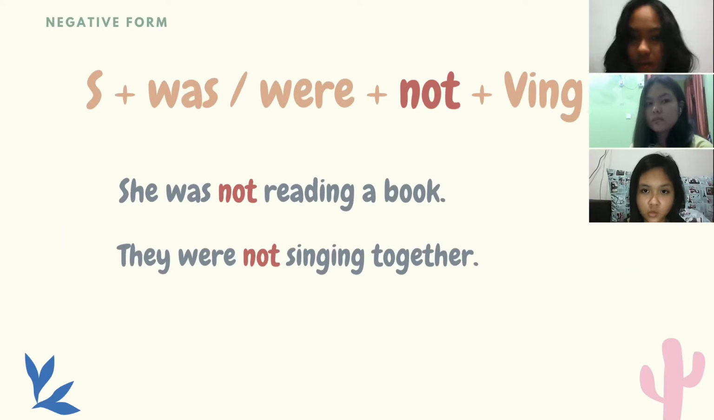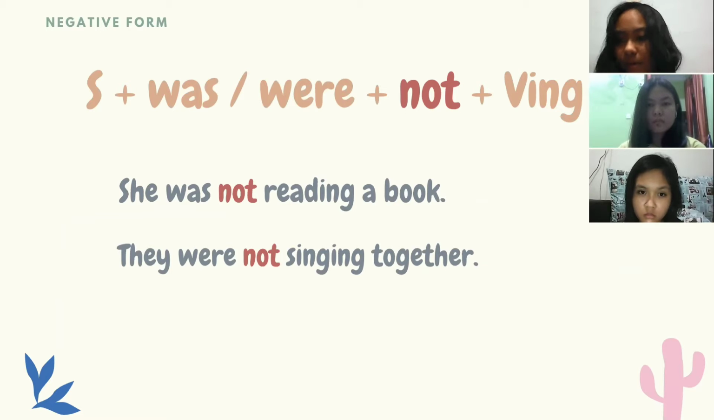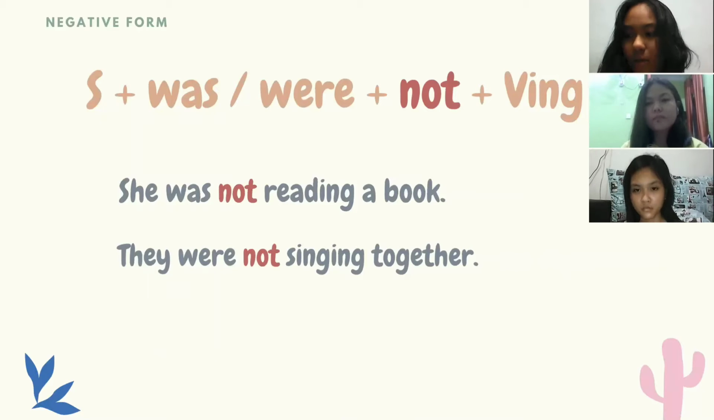In negative form, the formula is subject plus was/were plus not plus verb-ing. For example, she was not reading a book. They were not singing together. Jadi bentuk negatif menyatakan bahwa subjek tidak melakukan aktivitas tersebut. That's why we add not.